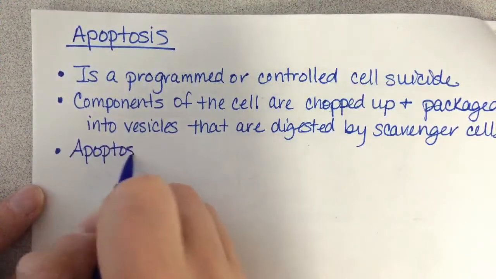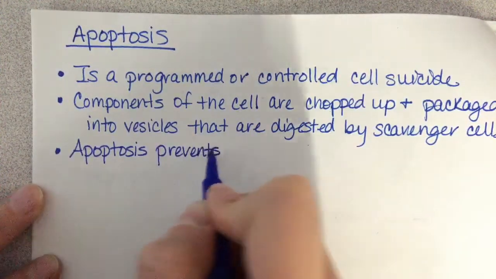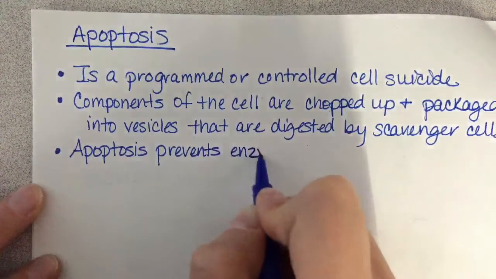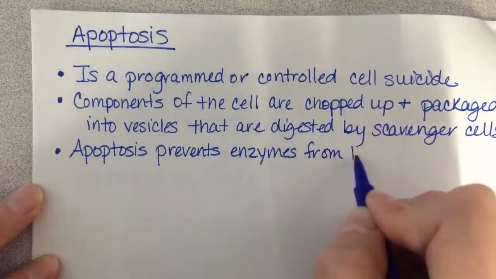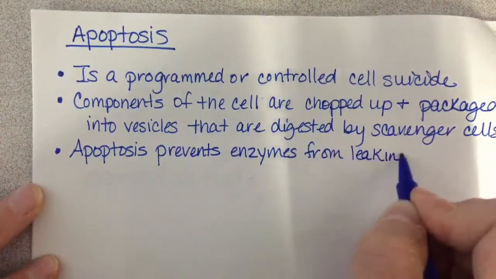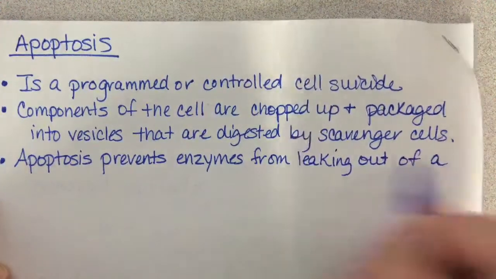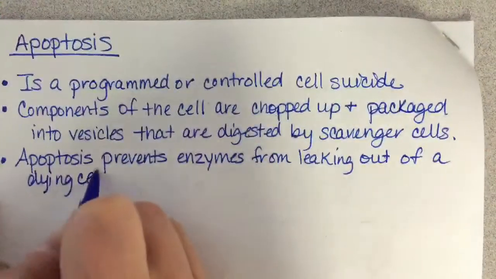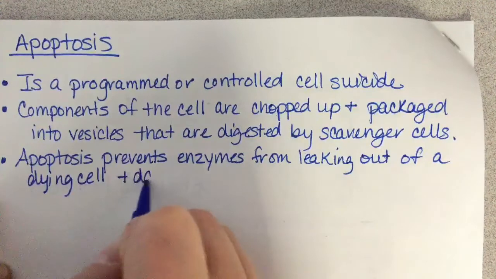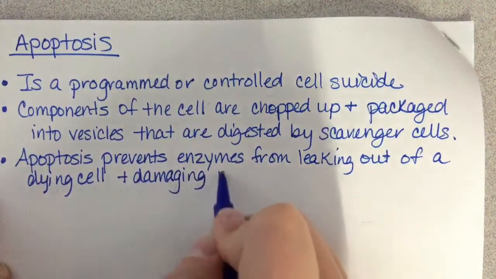Apoptosis prevents enzymes from leaking out of a dying cell and damaging neighboring cells.